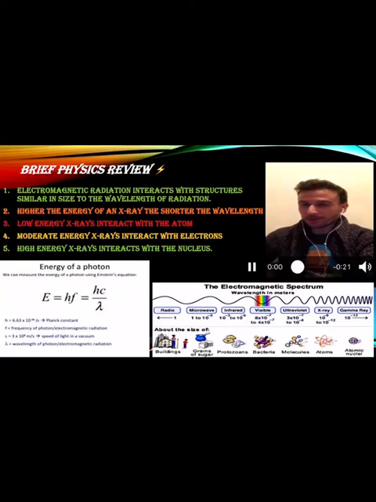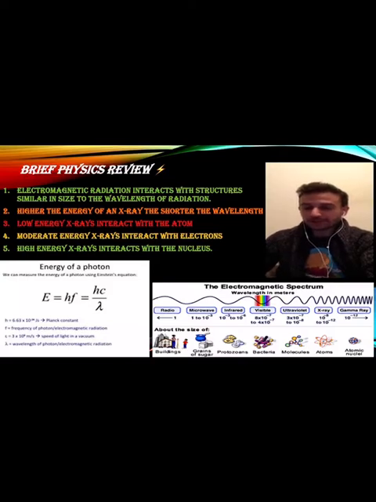Let's do a brief review before we get into the interactions of photons with matter. Electromagnetic radiation interacts with structures similar in size to the wavelength of radiation. The higher the energy of an X-ray, the shorter the wavelength. Low energy X-rays interact with the atom. Moderate energy X-rays interact with the electrons. Higher energy X-rays interact with the nuclei.